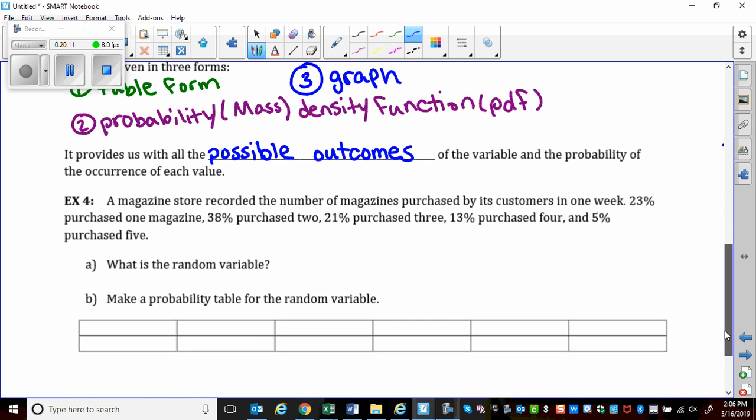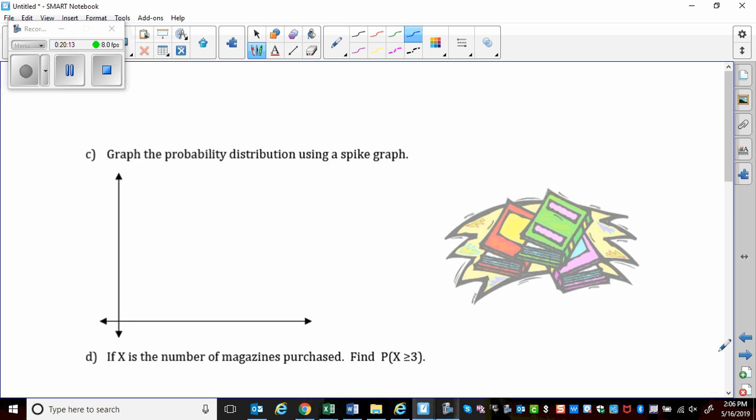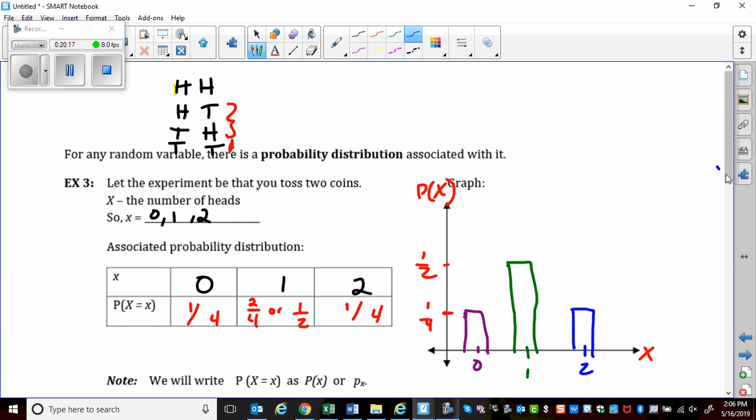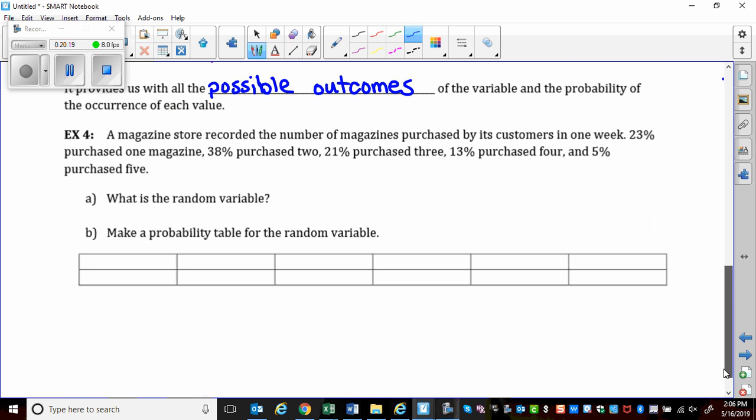I am not going to try this one. I actually want to try, actually, let's just go back. Let's try it. So it says a magazine store recorded the number of magazines purchased by its customers in 1 week. 23% purchased one magazine, 38% purchased two magazines, 21% purchased 3, 13% purchased 4, 5% purchased 5.